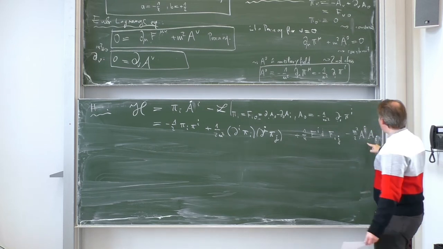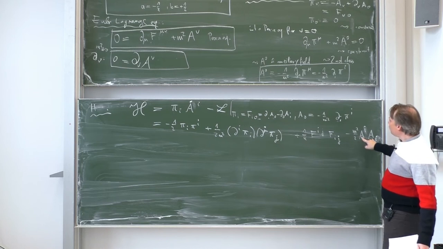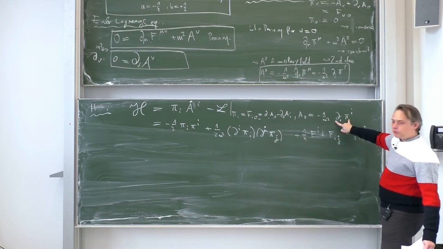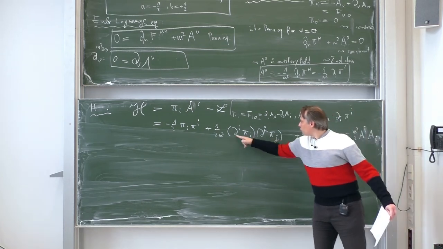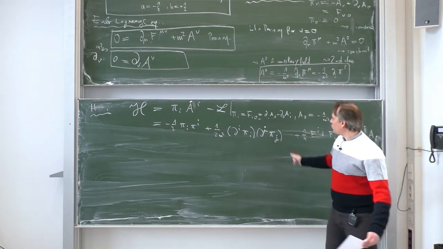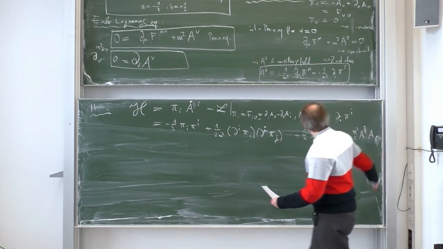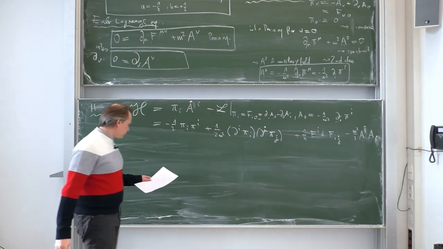AI, of course, because the A0 square gives rise to terms like this. The A0 square contributes to that term, and some other terms contribute as well. And so from that we get this. And here we only have the actually physical variables AI.